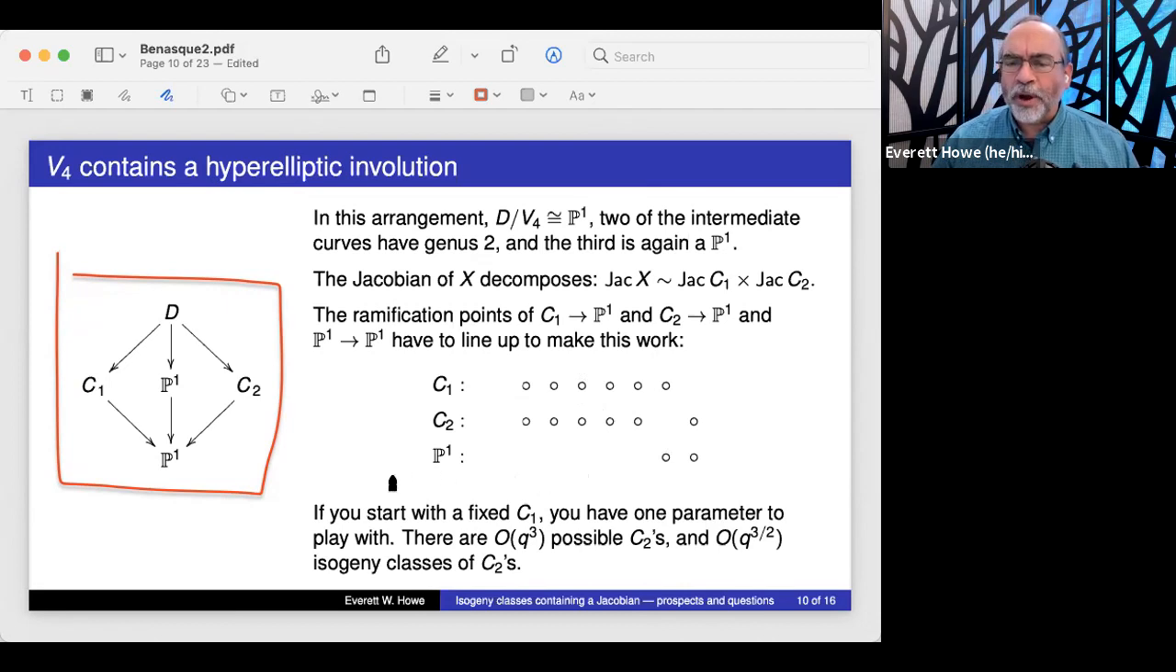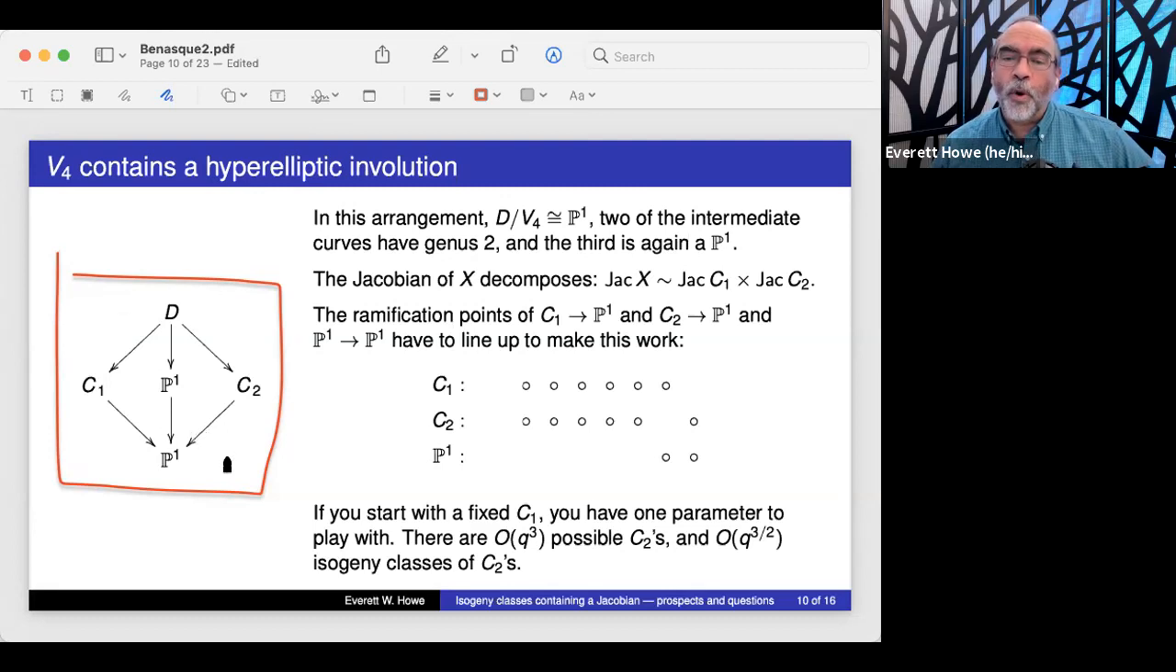And one way of thinking about this is that you can start with your favorite curve C1. That gives you these 6 ramification points. And then you get a discrete invariant: you get to choose which of those 6 you're going to throw away. And then you get a continuous parameter: you get to choose what new point of P1 you're going to throw in as the new ramification point. And then you'll get a diagram like this.